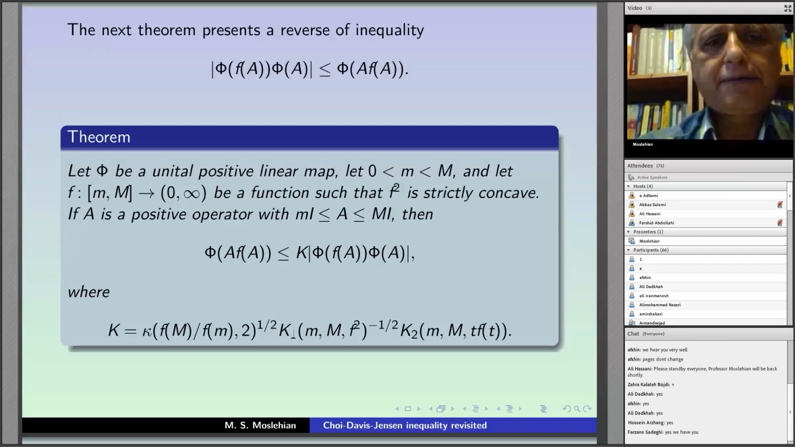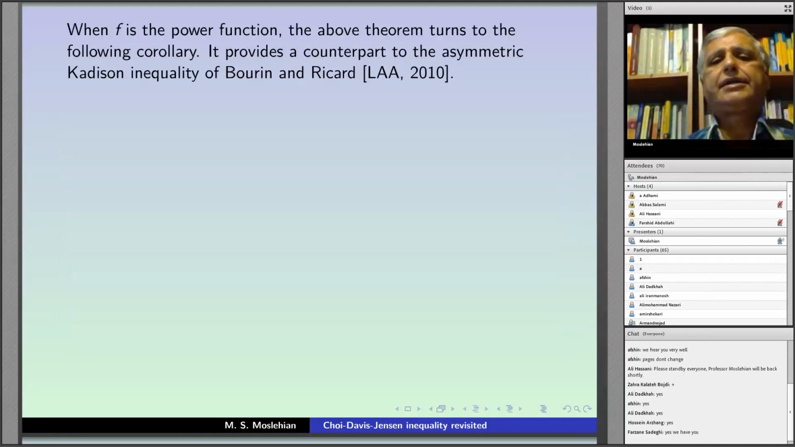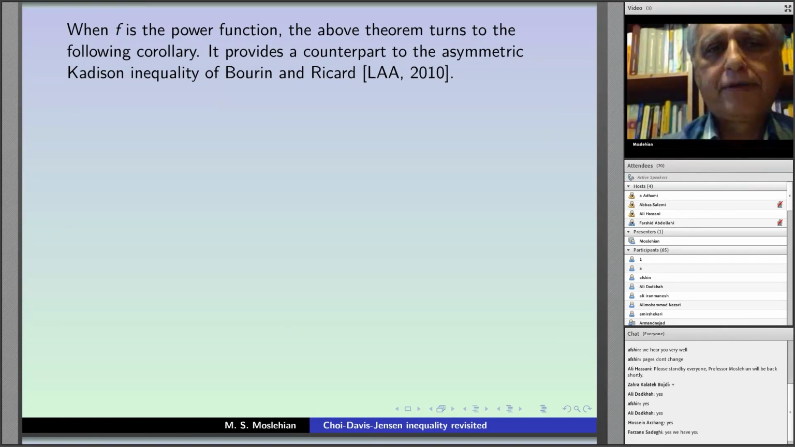Okay, let phi be a unital positive linear map. Let f be a function from the interval of m and M to the positive half of the real line, 0 and infinity, such that f2 is strictly concave. If A is a positive operator, then we have this inequality. Here, chi is a constant, can be computed in this form, and one can show that this constant is sharp, in fact. Okay. When f is the power function, the previous result, this theorem, turns to the following corollary, and in fact, it provides a counterpart to the symmetric Cartesian inequality of Burin and Lord.